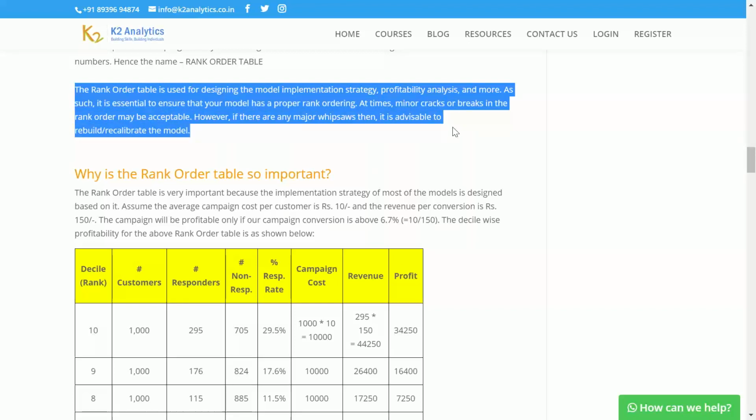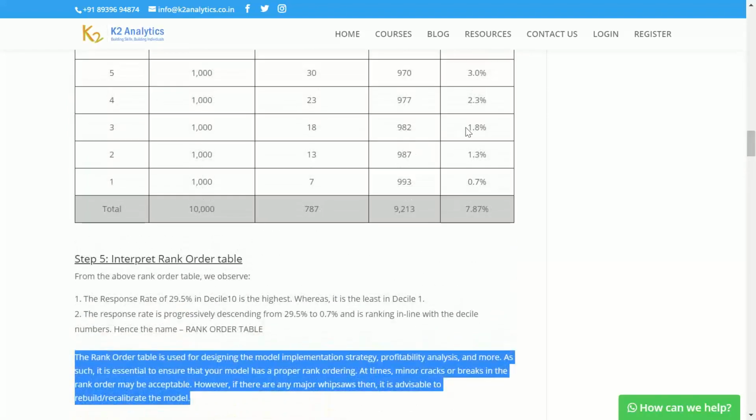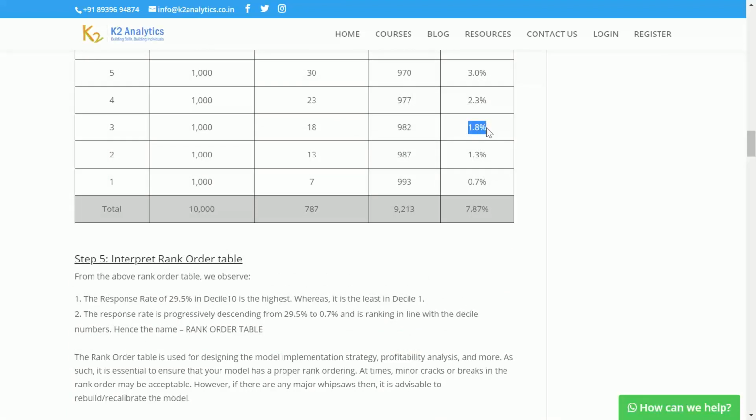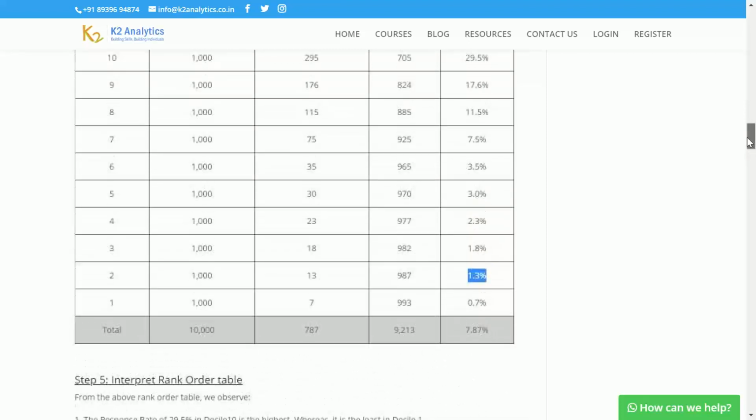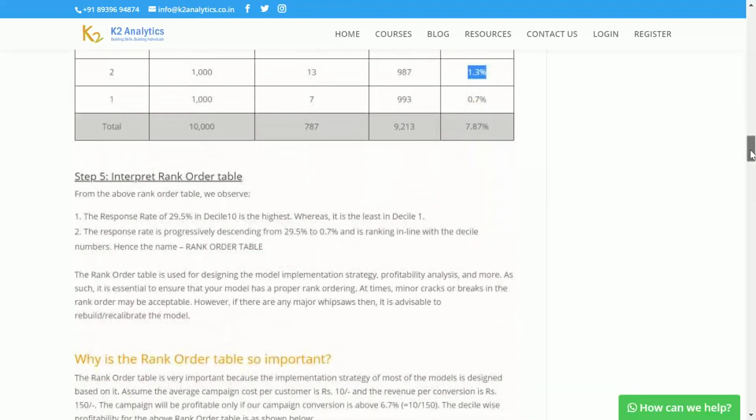At times, there may be a minor crack. For example, here it is a 1.8% response rate, and here you get 1.9% response rate. If you visualize, it is descending, descending, descending, and all of a sudden there is a slight upward movement and then it is descending. That kind of thing we call a crack. However, if the crack is minor, you can ignore it.